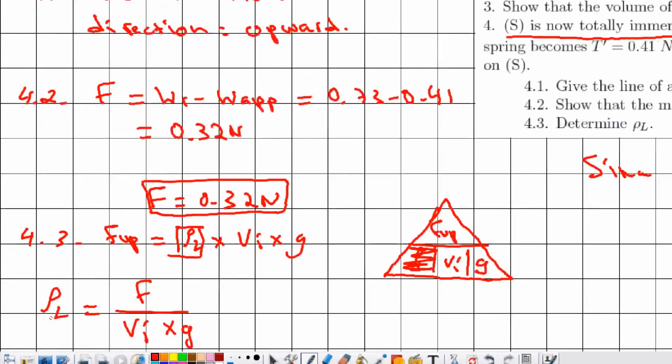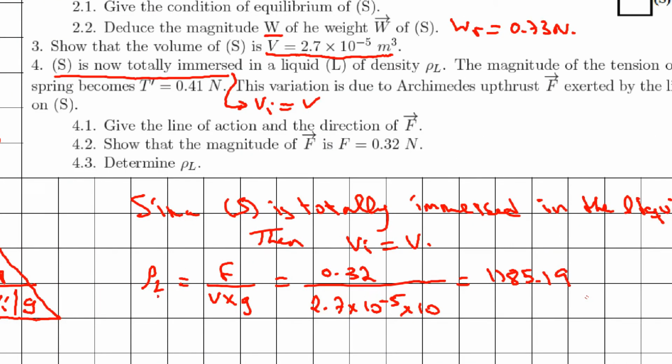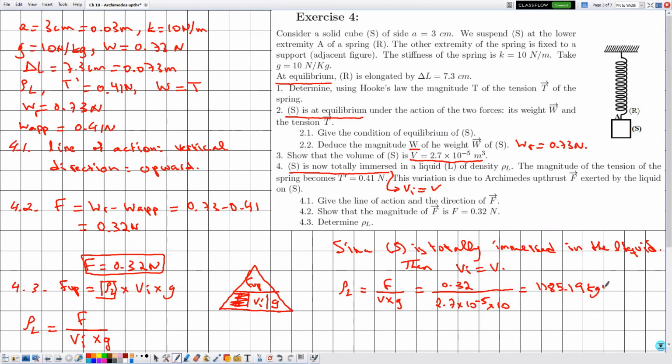Now let's rewrite this formula replacing Vi by V. The value of F is given by 0.32. The value of V is given by 2.7 times 10 to the power minus 5. The value of G is given by 10 because we are performing this experiment on Earth. Plugging this fraction on the calculator, it will give us 1185.19. Since everything is expressed in the SI, the value of rho L will be in kilograms per meter cube. So the value rho L is equal to 1185.19 kilograms per meter cube.